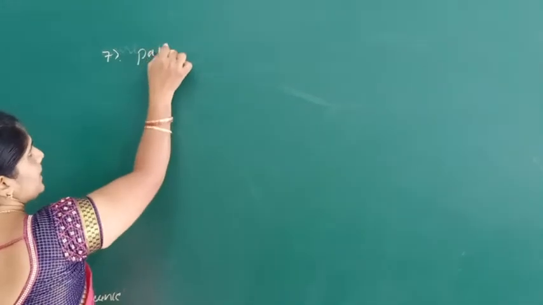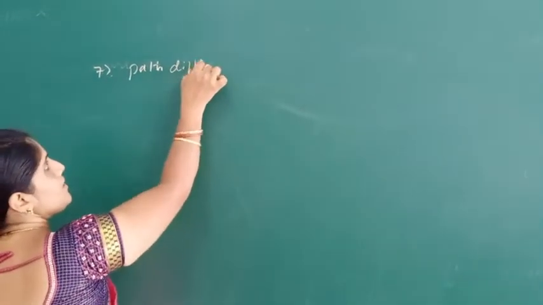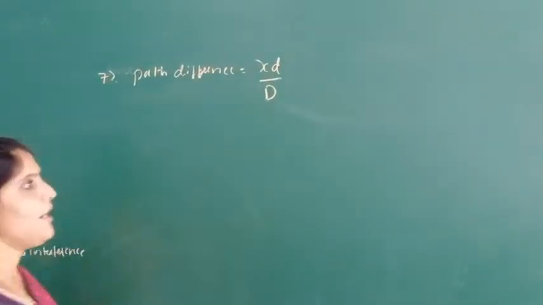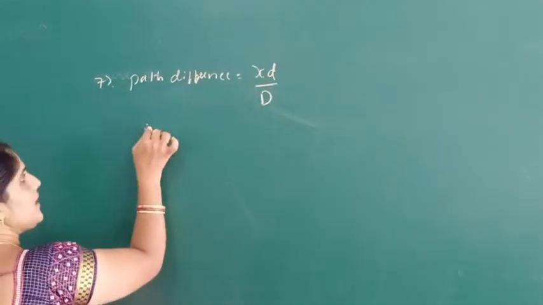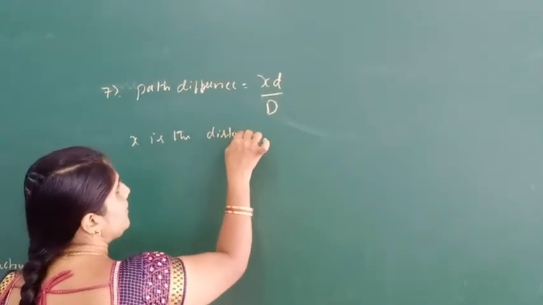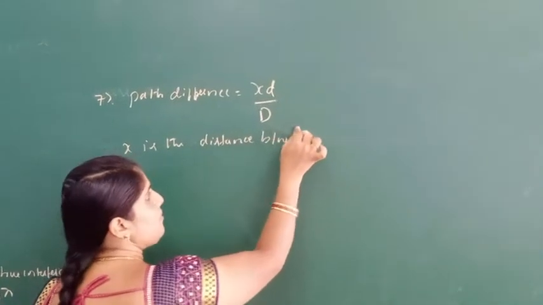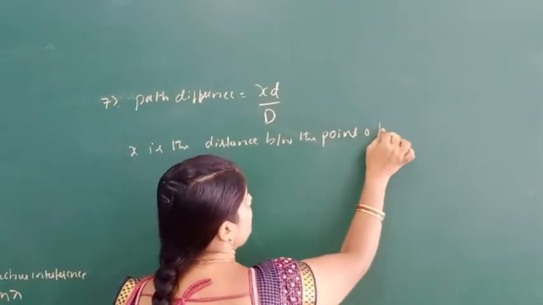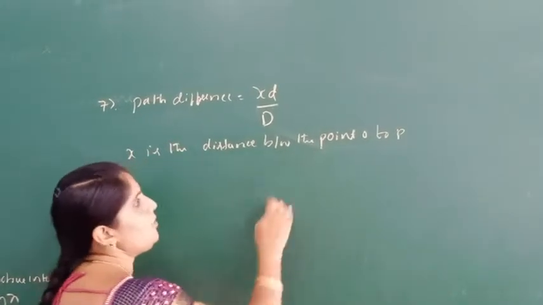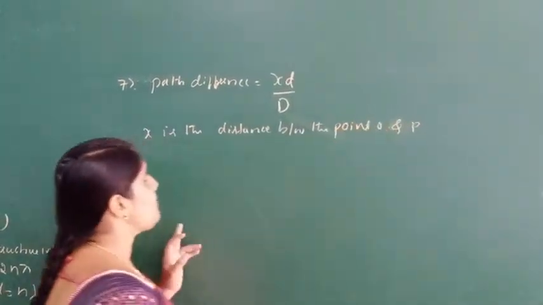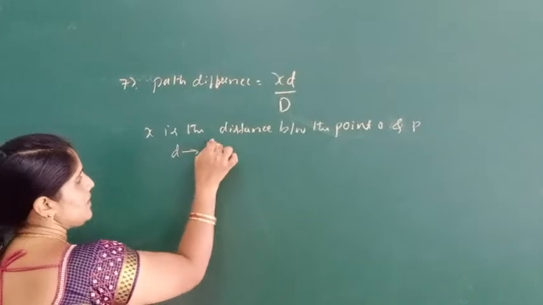Next, the path difference in the case of interference is equal to x d by D. Here x is the distance between the point O, that means the central bright maximum, and P. Small d is the distance between the slits.